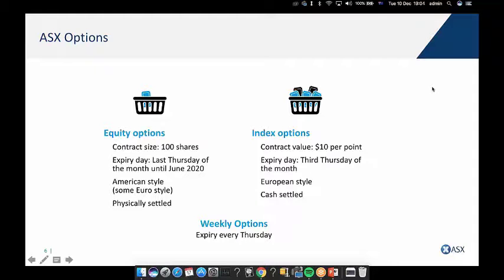The American style options you can exercise on any day up until expiry. European style options you can only exercise on the expiry day itself. And all equity options are physically settled. Index options, on the other hand, trade in dollars per point. So an index of around 6,700 points will be worth $67,000. They always expire on the third Thursday of the month, and they're always European in style. And instead of expecting you to physically settle 200 different shares for the S&P ASX 200 index, they're all cash settled. Now, we do have some of our stock options, 10 of them in fact, that have expiries every single week, and the index also has expiries each and every week.